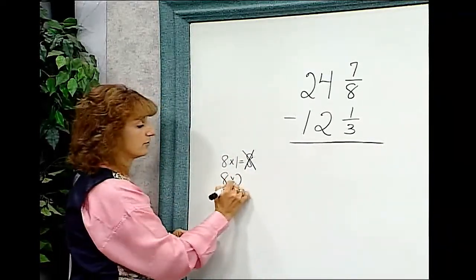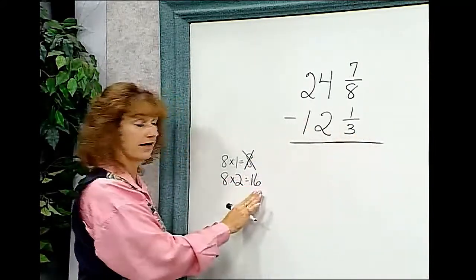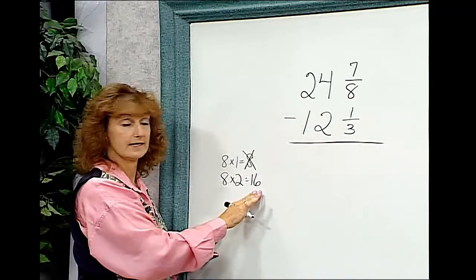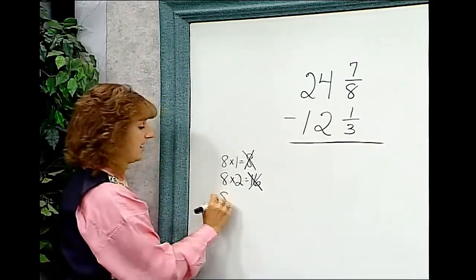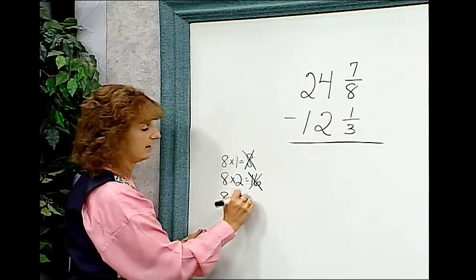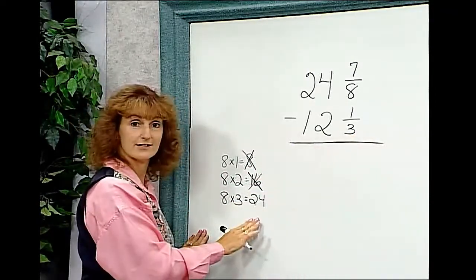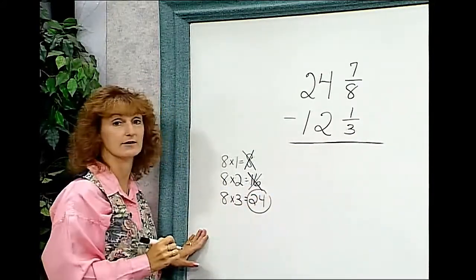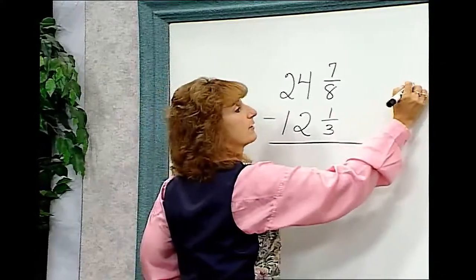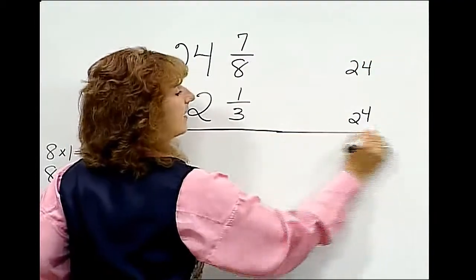8 times 2 is 16. Does 3 divide into 16 evenly? Again, the answer is no, so we cannot use 16. 8 times 3 equals 24. Can 3 be divided into 24 evenly? Yes, so we have found our common denominator. So we know that we're going to need 24 as our common denominator.